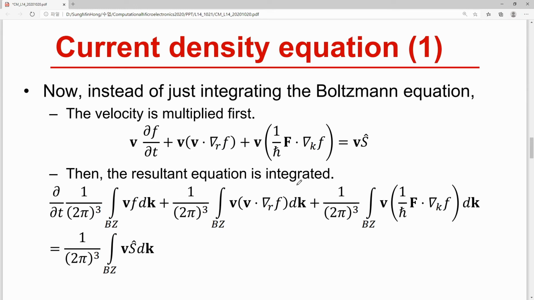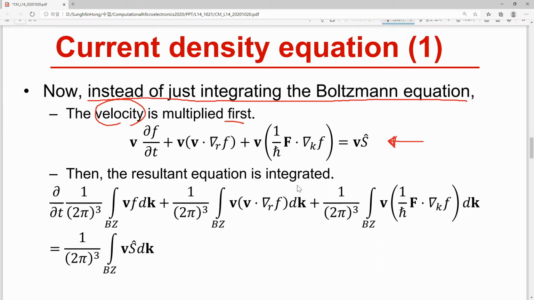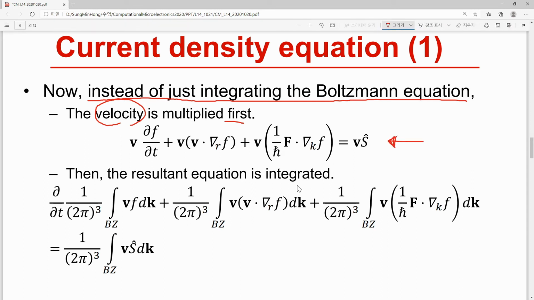The second equation is just an extension of our first trial to more complicated cases. Instead of just integrating the Boltzmann equation over momentum space, we multiply by velocity first, and this is the Boltzmann transport equation multiplied by this velocity. As you can see, here you have velocity, here you have velocity, here you have velocity, and here you have velocity. Nothing special.